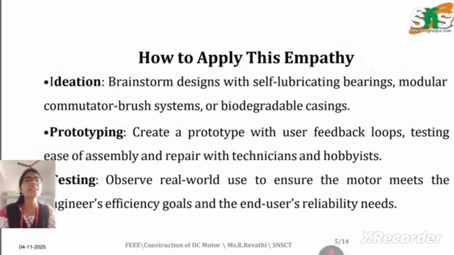So how do we apply this in the construction of DC machines? Brainstorm designs with lubricating bearings, modular commutator, brush systems or biodegradable casings. Prototyping: create a prototype with user feedback loops, testing ease of assembly and repair with technicians and hobbyists. Testing: observe real-world use to ensure the motors meet the engineering efficiency goal and the end user's reliability needs.